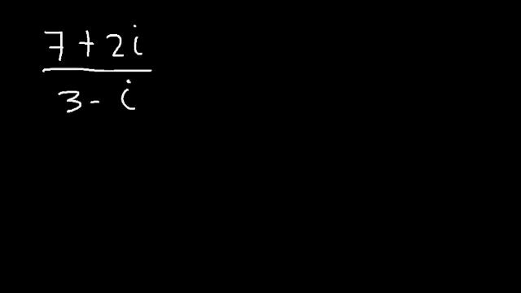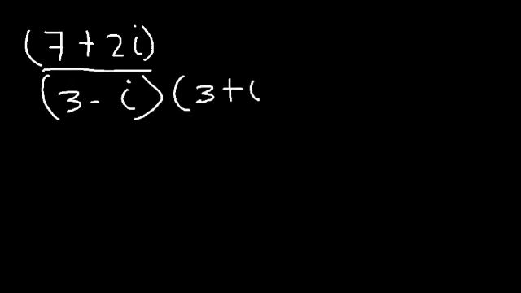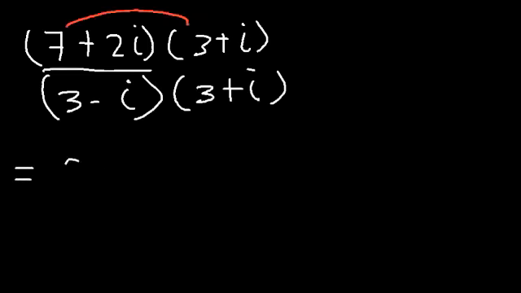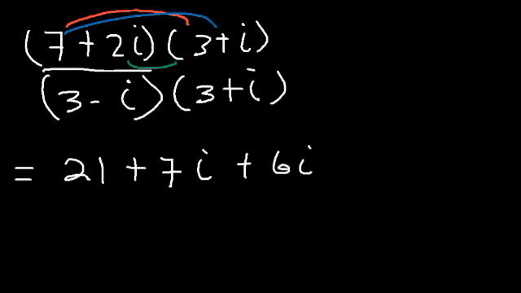So for the sake of practice, try this one. 7 plus 2i divided by 3 minus i. Pause the video and work on this example. So let's multiply by the conjugate of the denominator. On top, let's FOIL. 7 times 3 is 21. 7 times i, that's 7i. 2i times 3, 6i. And 2i times i, which is 2i squared.